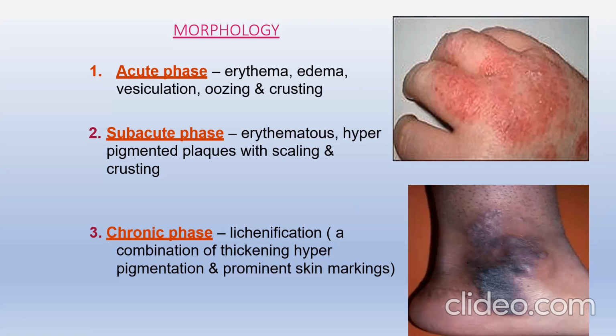This is morphology, three phases: acute, subacute, and chronic. Acute phase shows erythema, edema, vesiculation, oozing, and crusting. Subacute phase shows erythematous and hyperpigmented plaques with scaling and crusting. And in chronic phase, there is lichenification, a combination of thickening, hyperpigmentation, and prominent skin markings.